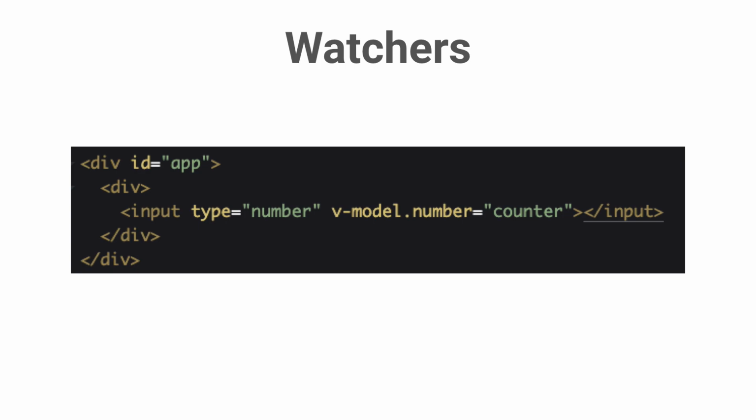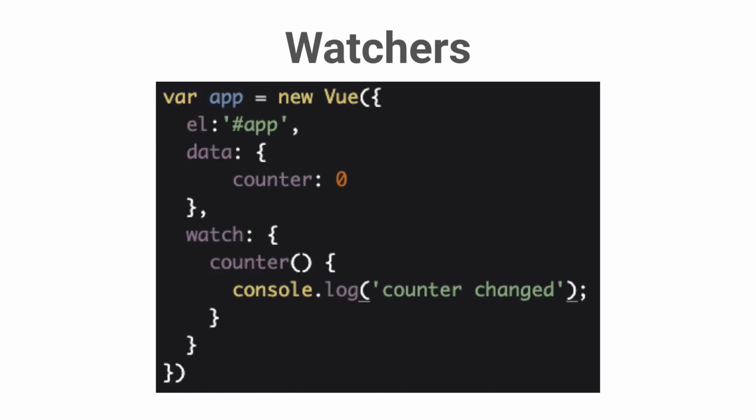Here, I have an input field that accepts numbers. I'm going to watch counter in our data model. When it changes, I want to do something. In my data model, I have counter, which I have set to an initial value of 0. I have added a watcher for counter. When the value of counter changes, I write out to the console that the counter changed.